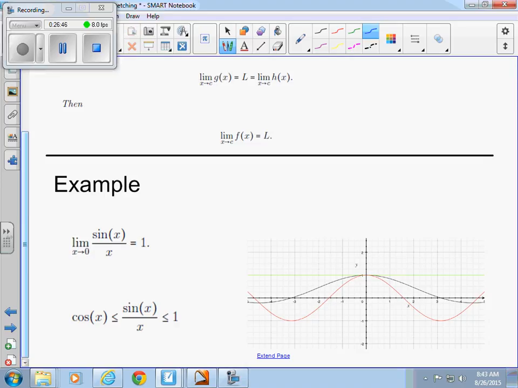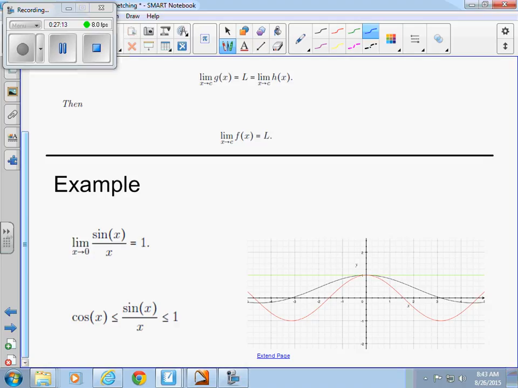Okay, it takes a little algebraic work to get there, and I'm not going to do that algebraic work. I'm going to show you the picture. But looking at this picture, the black graph is sine of x over x. Would you agree that in this area, sine of x over x stays between cosine of x and the line y equals 1? Agreed? It is trapped between.